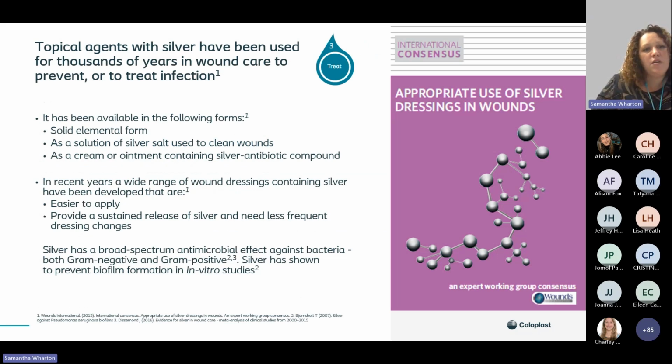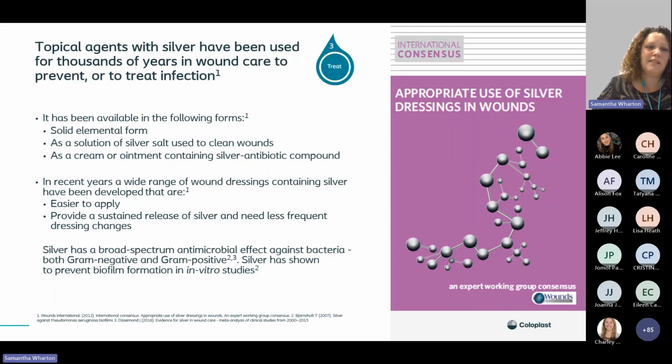So silver has been used for thousands of years in wound care to prevent or treat infection. And there's actually an international consensus about the appropriate use of silver dressings in wounds. It's been available in the following forms. You've got solid elemental form. You've got it as a solution of silver salts used to clean wounds. You can have it as a cream or ointment containing silver antibiotic compounds. But like I say, with the new advanced wound dressings, you get the wound dressings that contain that silver.